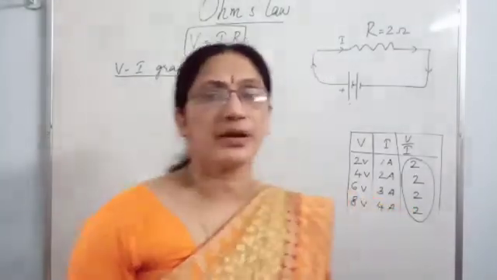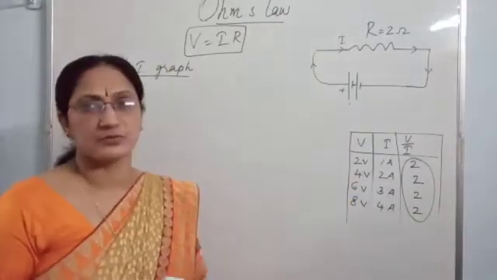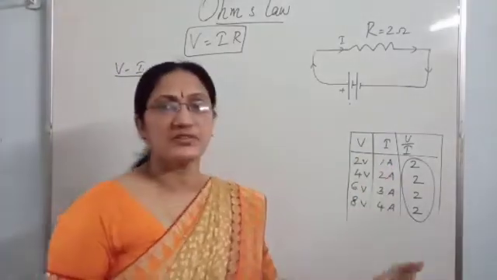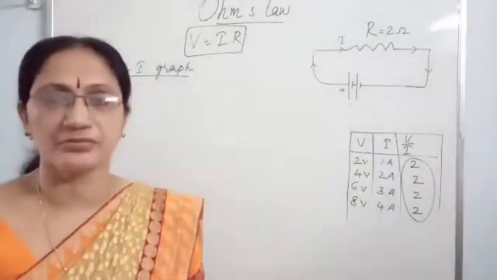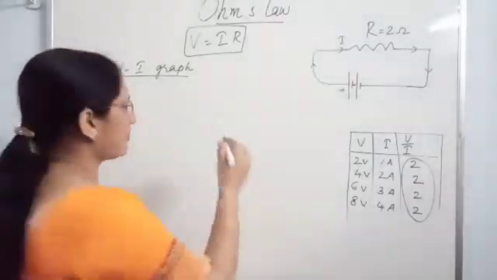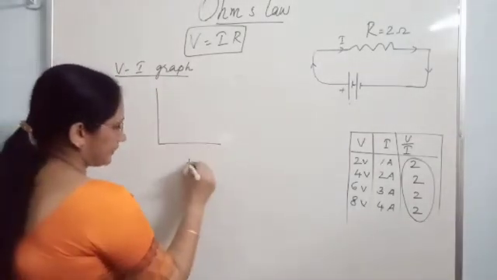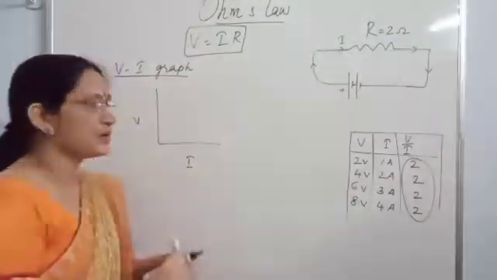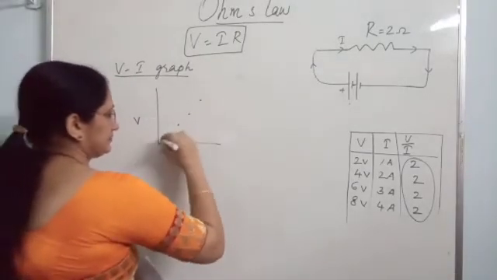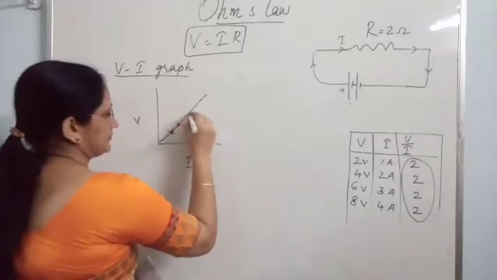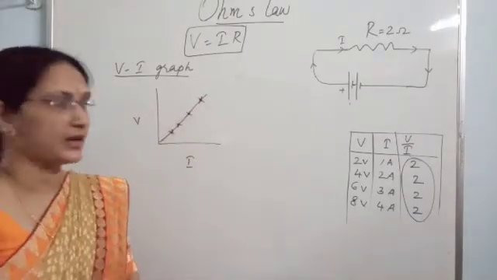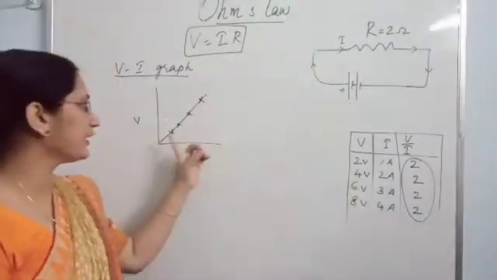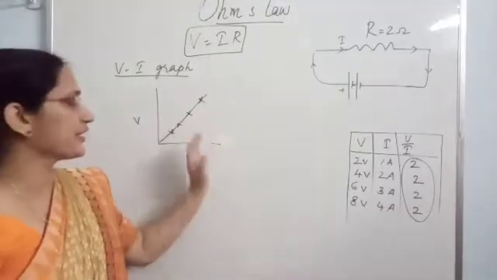Now we will see how to make VI graph for Ohm's law. Here you have V values and I values. With these two set of readings you have to plot the graph. You have to plot I on x-axis and V on y-axis. This is VI graph. Plot these readings. You will get a straight line, because V and I are directly proportional. Since they are directly proportional, you will get a straight line like this. This is known as VI graph.